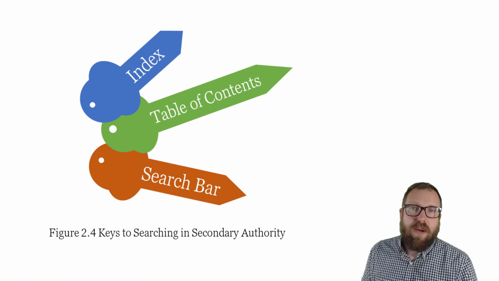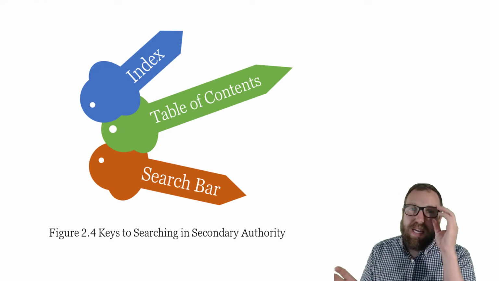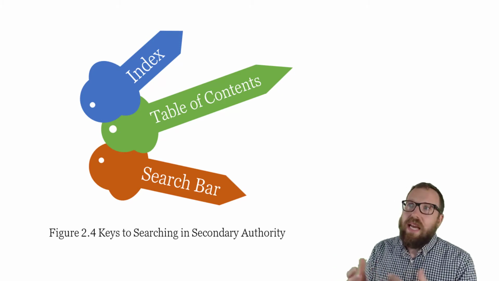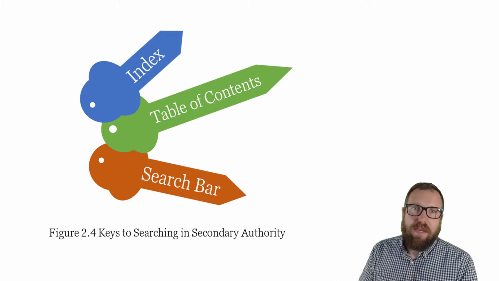Okay, so there are the three ways. Once you find a book, a secondary resource, use the index, the table of contents, and the search bar to make sure that you're not missing anything.